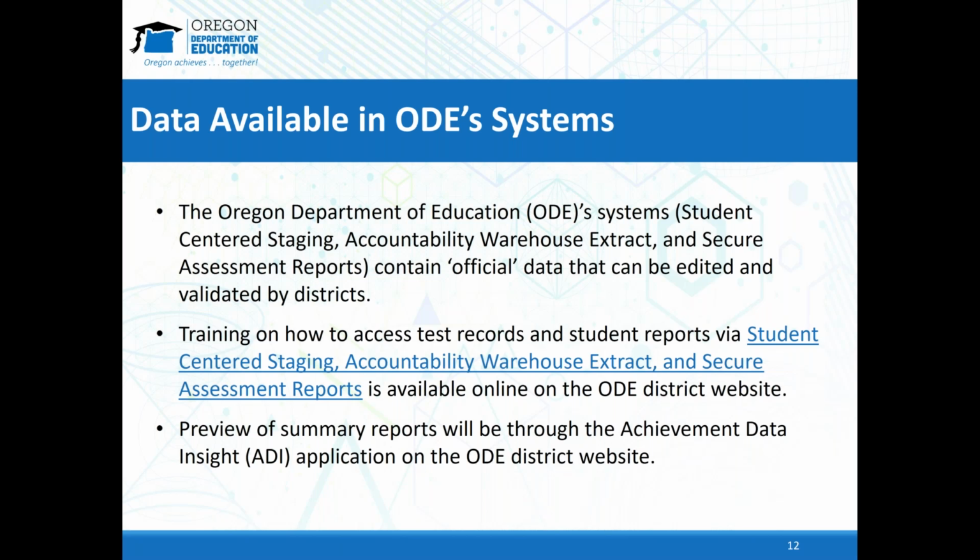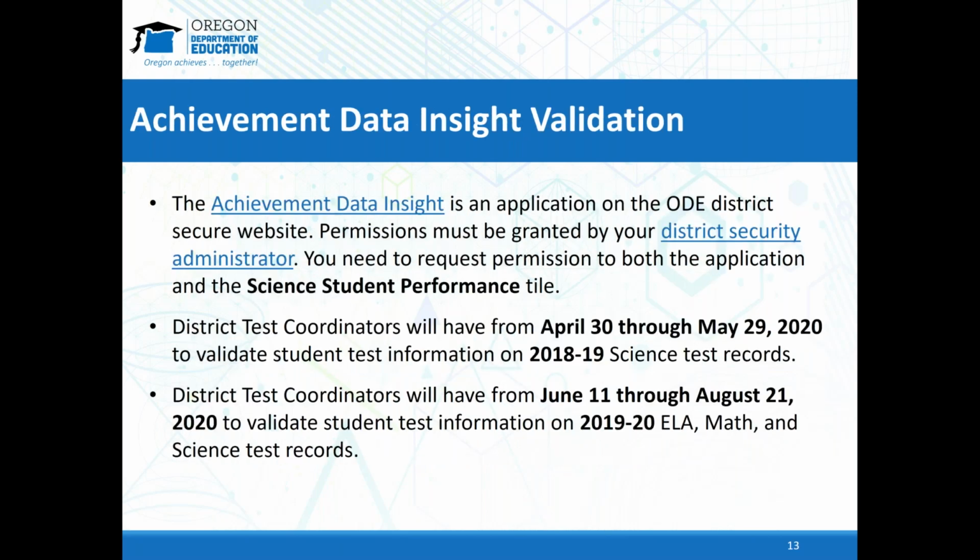The summary reports, meaning performance aggregated to school and district and state levels, will be available in the Achievement Data Insight, or ADI application, also on the ODE district website. Now, if you don't see it on your list of applications after you log into the ODE district website, you'll need to request permission from your district security administrator to both the application and the Science Student Performance Validation tile within the application.